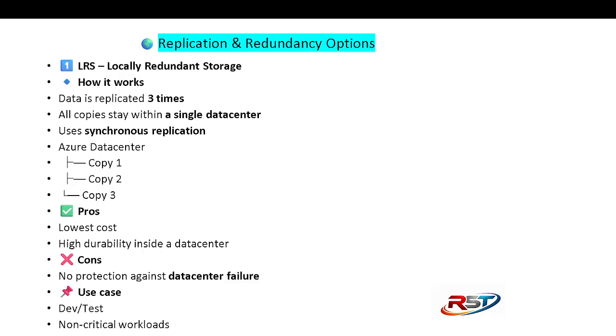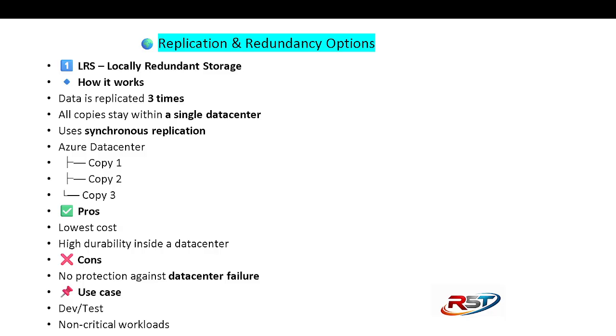LRS, replication and redundancy options. First one is LRS, locally redundant storage. How it works: data is replicated 3 times. All copies stay within a single data center. It uses synchronous replication. Synchronous means it replicates immediately. Asynchronous means it replicates later.